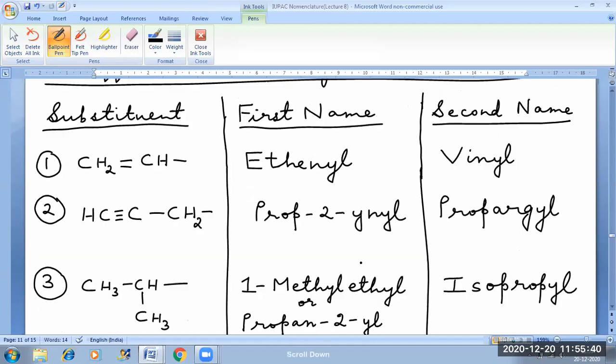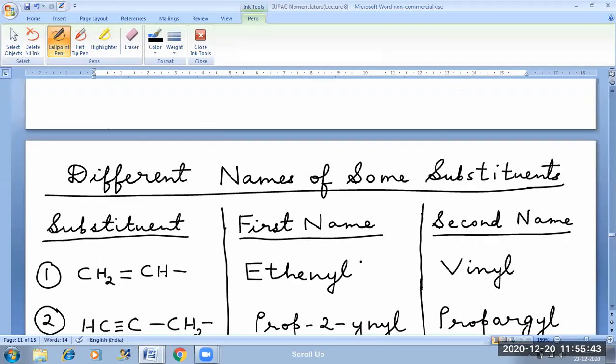Now, we have been using these names, that is, the second column. The second column contains the names which we have already learned. But the third column contains the names which we may not have learned, and that is why I've given you the third column.